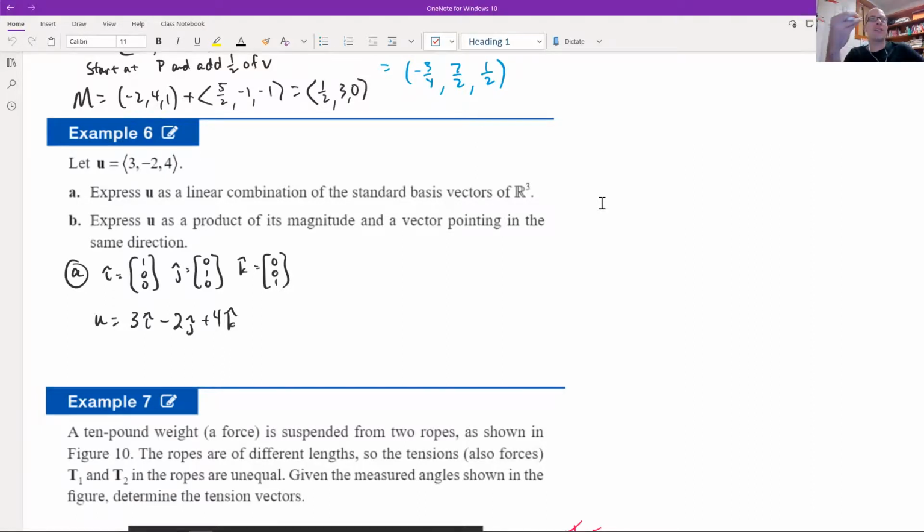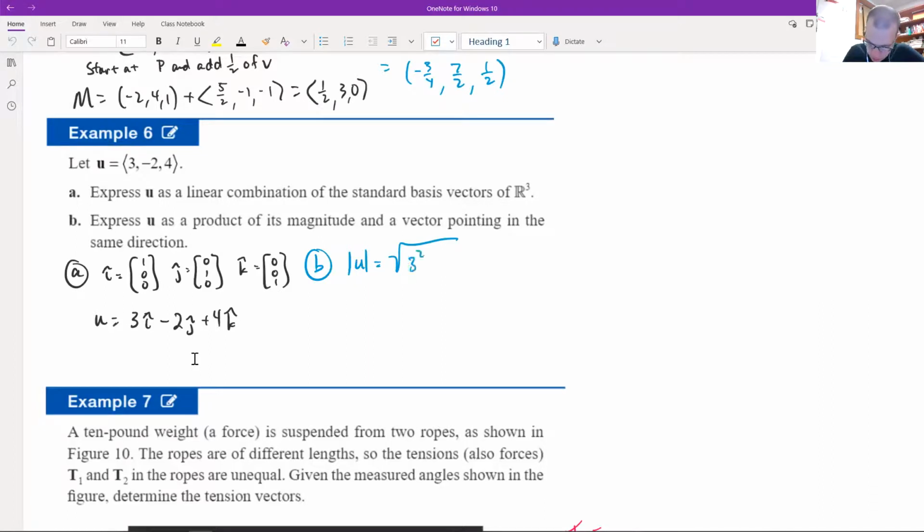That is a linear combination because it is scaled versions of these standard basis vectors, and we've just added and subtracted them together. That's great. Cool. For part B, it asks us to express U as the product of its magnitude and a vector pointing in the same direction. So we want to turn U into a unit vector so that we can multiply it by its magnitude and get U back to where it was. So first things first, let's find the magnitude of U.